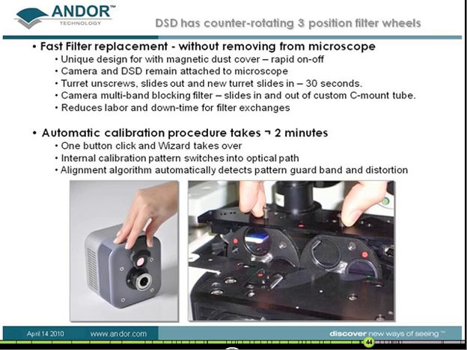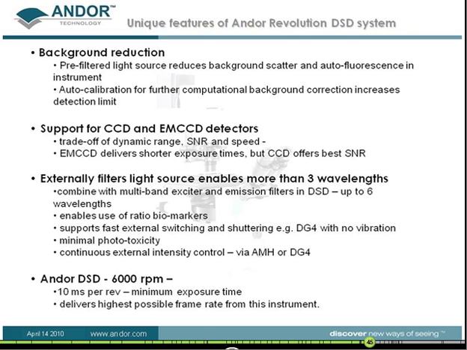Here are some other key features that we're able to deliver. We've worked hard on background rejection, and the pre-filtering in the light source allows us to have a very low background in the instrument, and the auto calibration further allows us to achieve that. We've got support for CCD and EMCCD detectors, which will bring us benefits for short exposure experiments, which we feel are going to be important for live cell work. The fact that we've got a light source with external filters means that we can have more than three wavelengths in a single experiment, because by combining multiband exciters and emission filters with up to six excitation wavelengths, we can work with more colors in the specimen.